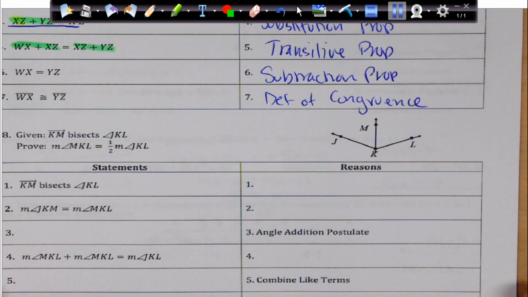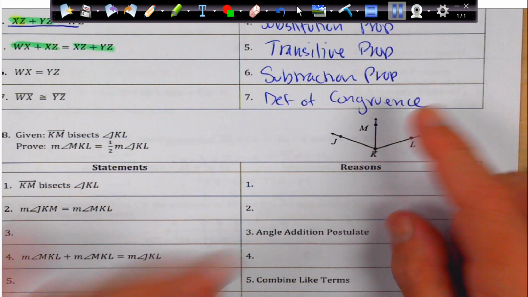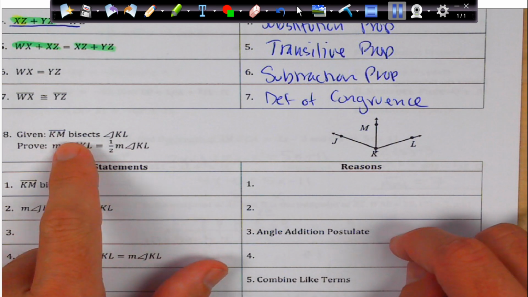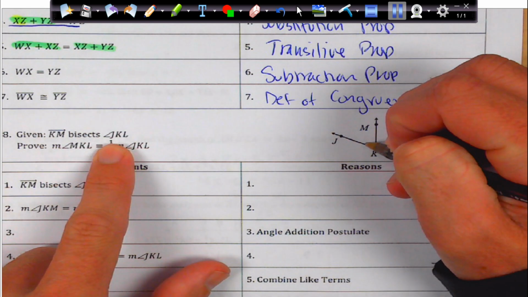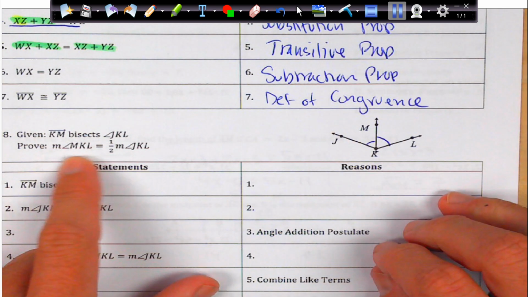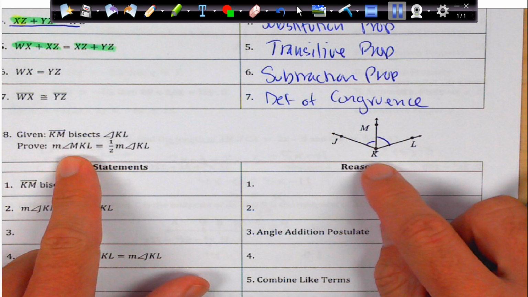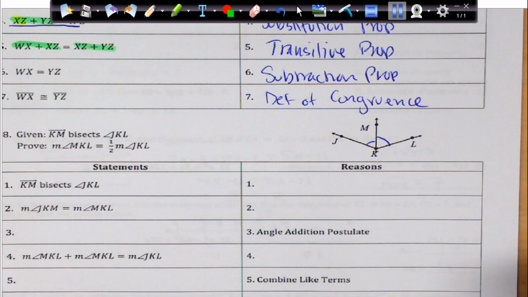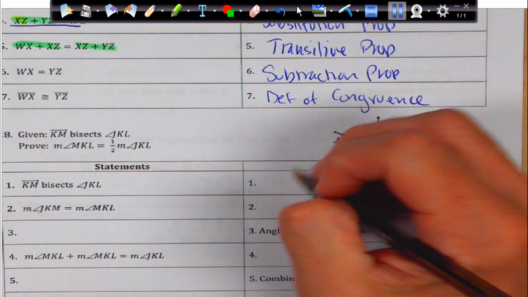All right. I see 2 little angles and a big angle. Angle addition postulate is now sticking out to me. It says KM is bisecting JKL, so I know these are congruent. I want to prove that MKL is half of JKL, which we know has to be true because it got cut in half. So the first thing is it bisects. That's just given.